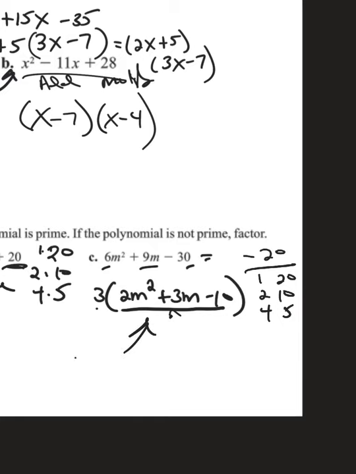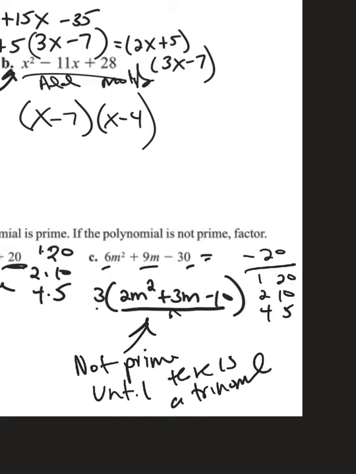So we would say this is not prime from the very beginning until there is a trinomial in the parentheses, and then it is prime. So we were able to factor out a GCF, so this is not technically prime, but what we had inside of here was prime. So if you had this on a homework question, you would say it's not prime because you could factor out a 3. But if it just started off like this, then you would say, yes, it's prime. I couldn't do anything. Okay.